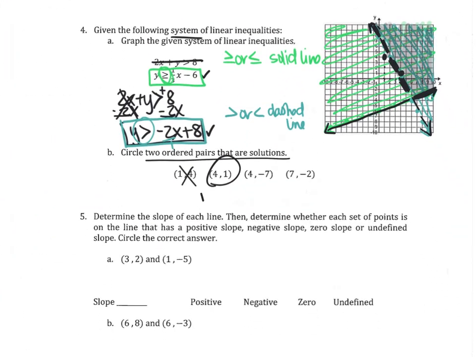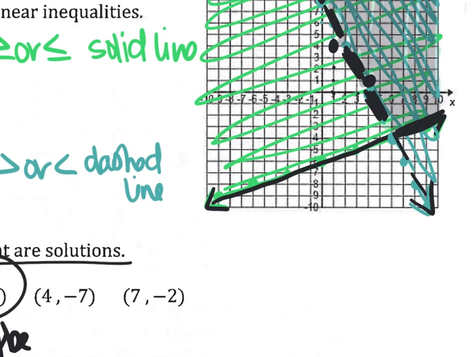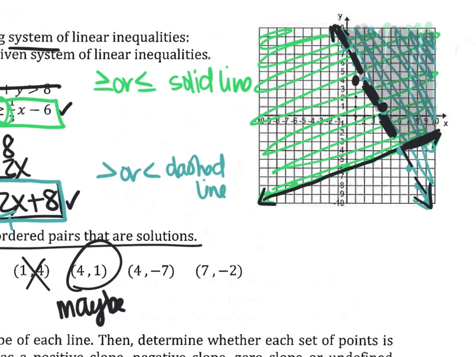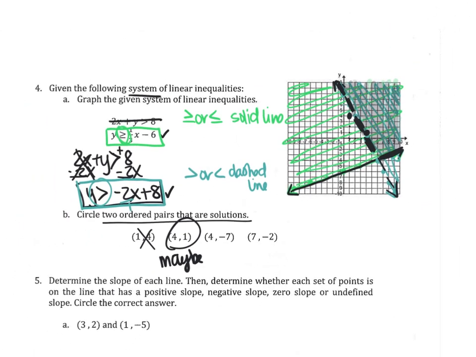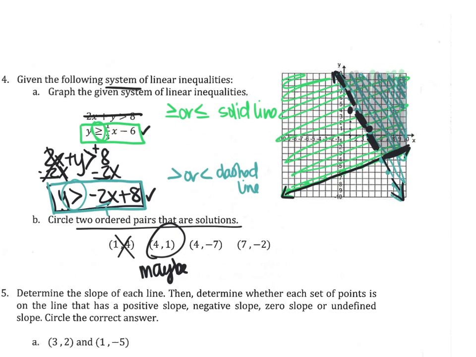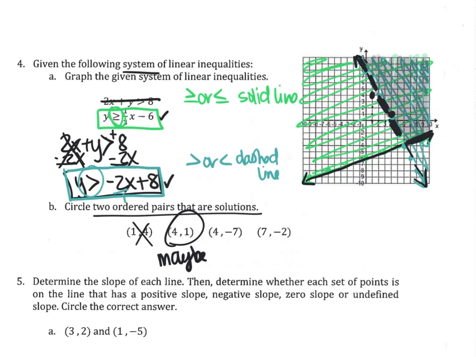I'm going to be honest, that's a maybe because my graph is too messy for me to tell. If it were dashed, then it won't, but it looks like it kind of falls inside of that. Can't tell for certain. You should be good on the test. I just got a little messy with I want to erase everything.